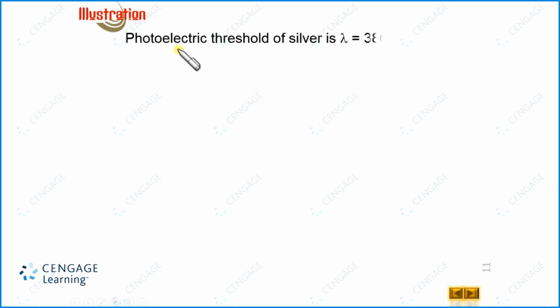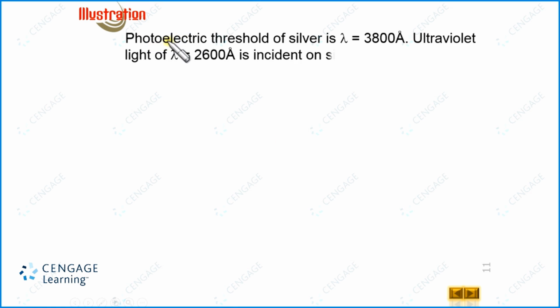In this illustration, the question is: the photoelectric threshold of silver is lambda equal to 3800 angstrom. That means we are given the threshold wavelength for the silver. Ultraviolet light of lambda equal to 2600 angstrom is incident on the silver surface.